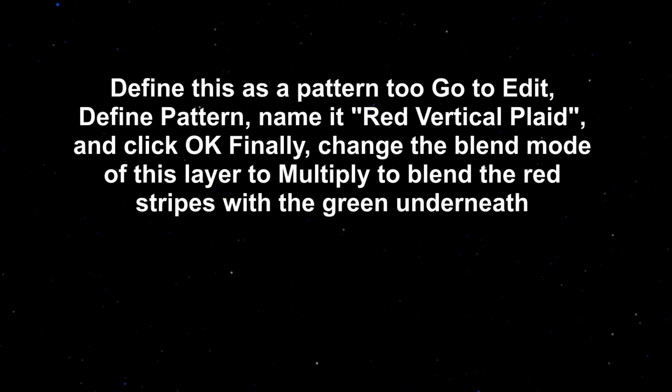Go to Edit, Define Pattern, name it Red Vertical Plaid, and click OK. Finally, change the blend mode of this layer to Multiply to blend the red stripes with the green underneath.